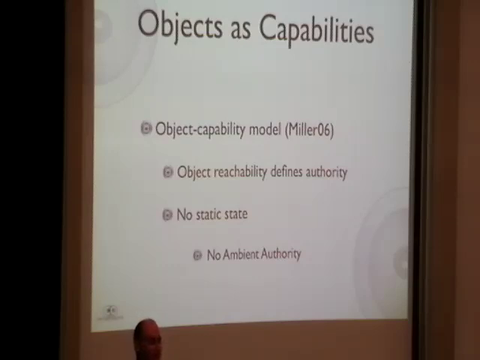These capabilities, their flow has to be controlled. They have to be given explicitly where they belong, where people really need them, and not by default. And the security people call this idea no ambient authority, right? There isn't the authority to do stuff just in the air.